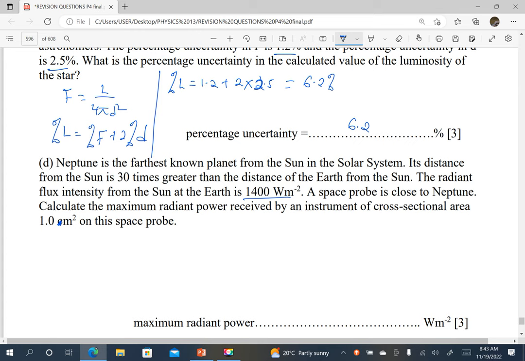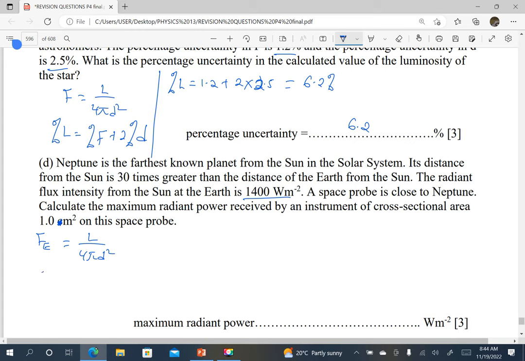Okay, so we want the maximum radiant power received by an instrument of cross-sectional area 1 meter squared on this space probe. In other words, we want the radiant flux intensity at Neptune. So I'll say the radiant flux intensity on the Earth's surface, let it be L, because the luminosity is the same, it is depending on the Sun, over 4 pi. Let the distance from the Sun to the Earth be d. So this would be d squared. I'm using the formula we have written above.